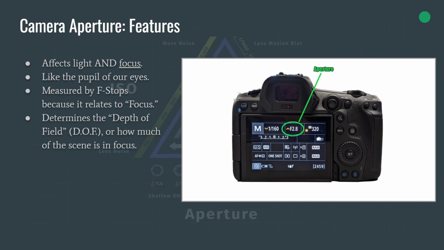So deep focus means there's a lot in focus. The whole room or the whole landscape is in focus. A shallow depth of field is like the shallow end of a pool. It's just a little bit. So only a small part is in focus, like a person or an object.